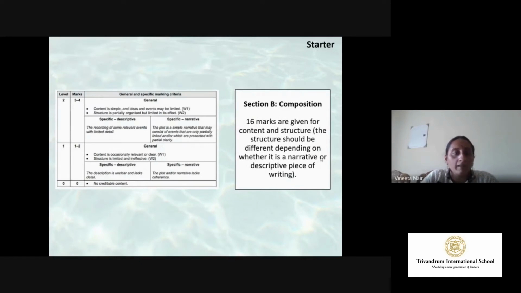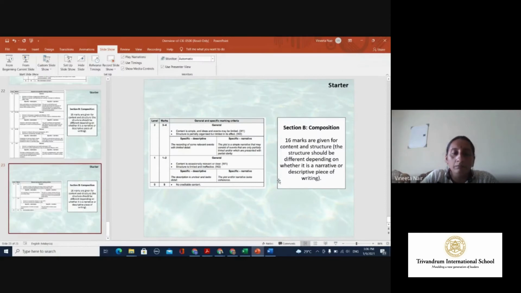And of course, the highest being 16, the lowest being 0. And likewise, in the previous one, highest being 24 and the lowest being 0. So this is how basically both Paper 1 and Paper 2 look like.